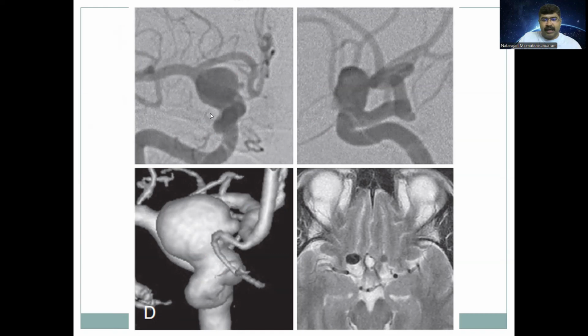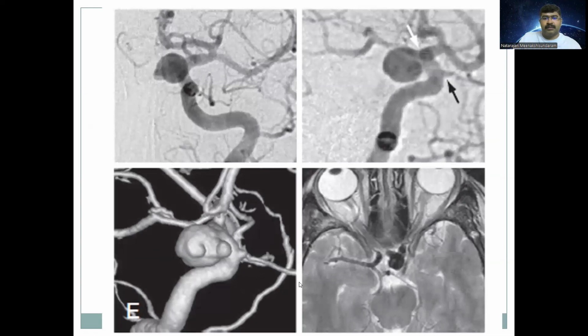This is the cerebral angiogram showing the ophthalmic artery aneurysm. Here is the origin of the ophthalmic artery, and here is the ophthalmic artery aneurysm. Now this is a superior hypophyseal artery aneurysm. Here what you see is a superior hypophyseal artery aneurysm, which is seen medially towards the pituitary. This aneurysm is seen projecting medially towards the pituitary. So that is the superior hypophyseal artery aneurysm.